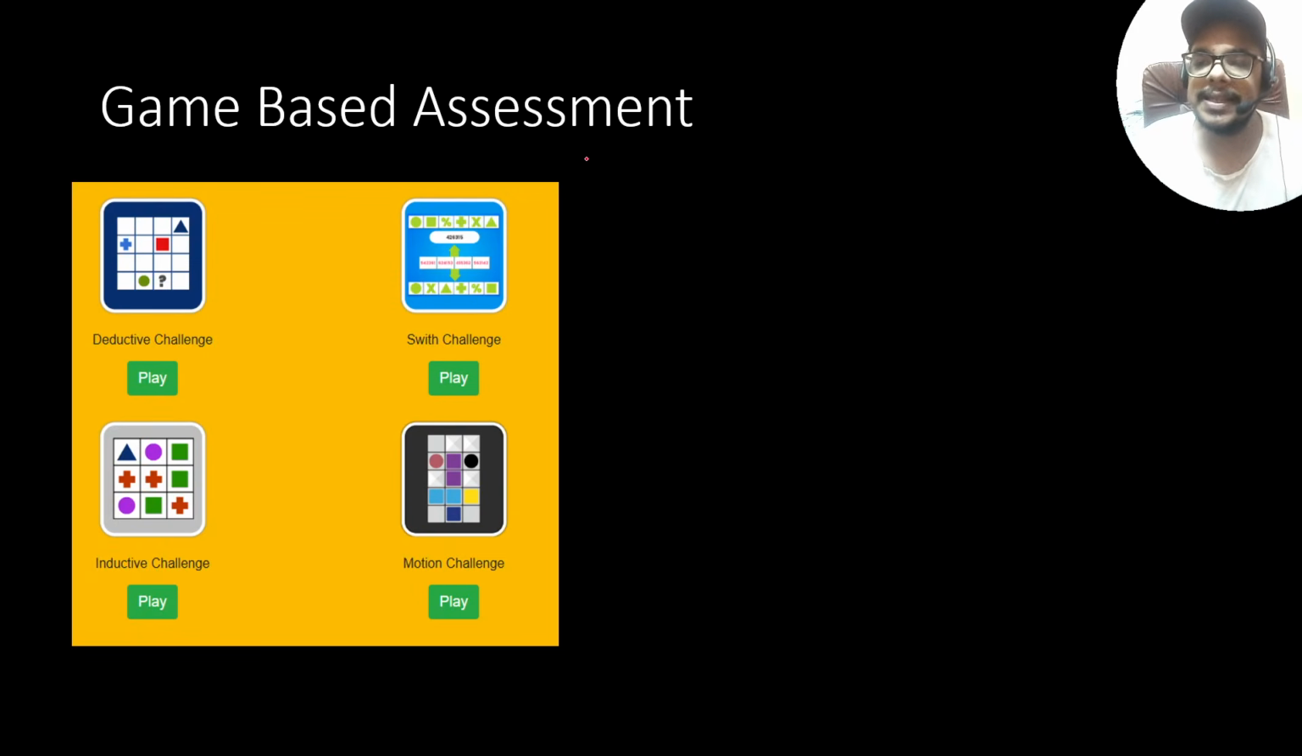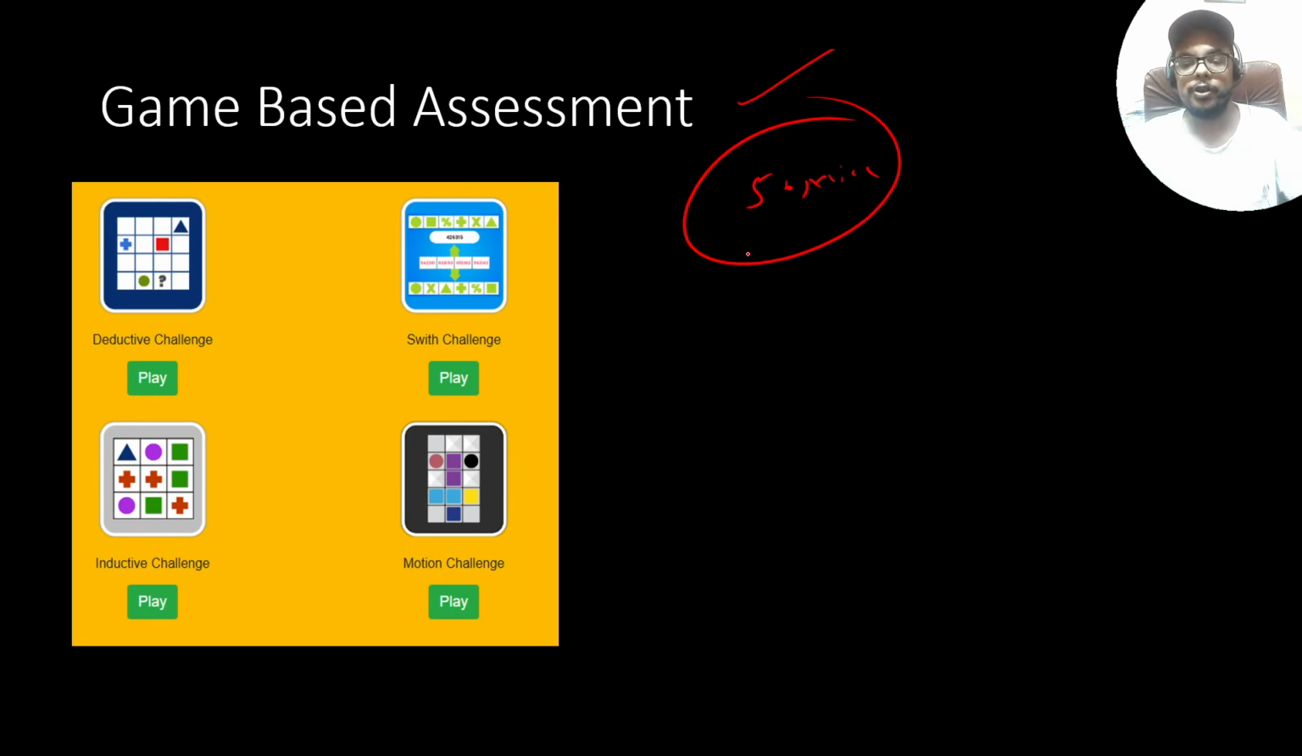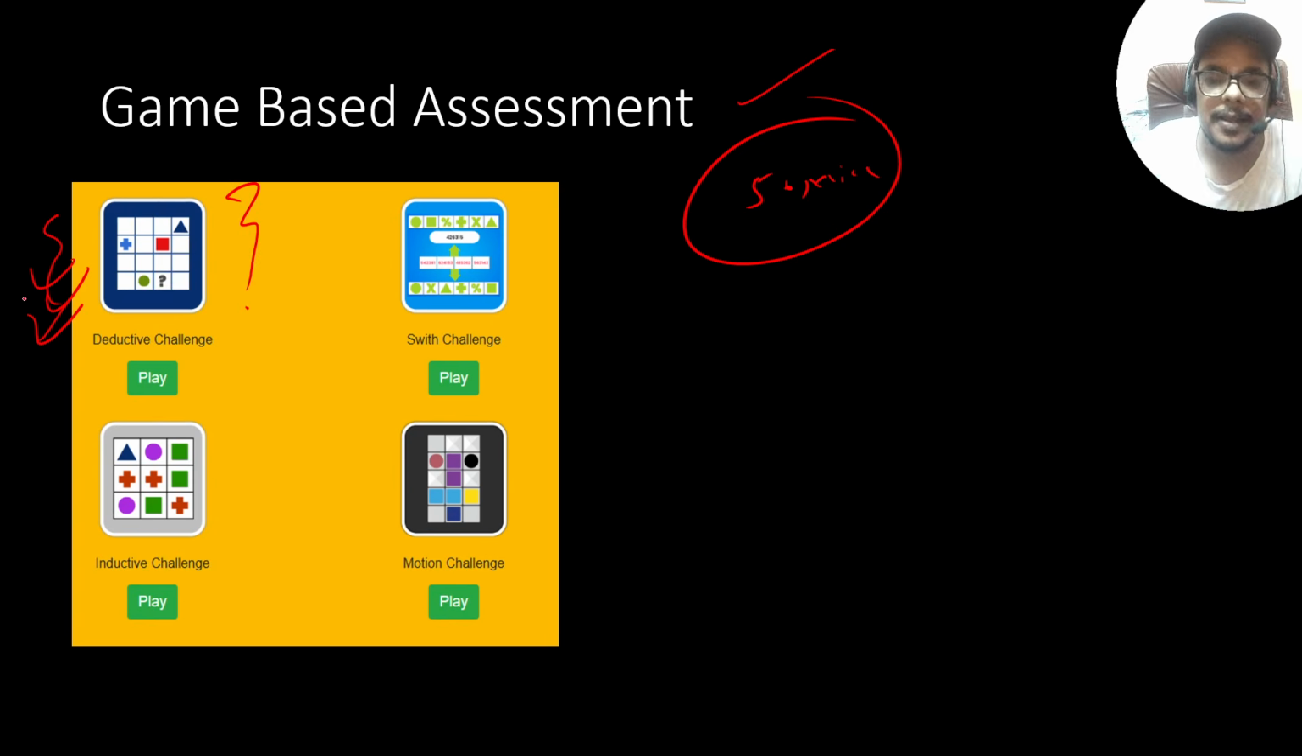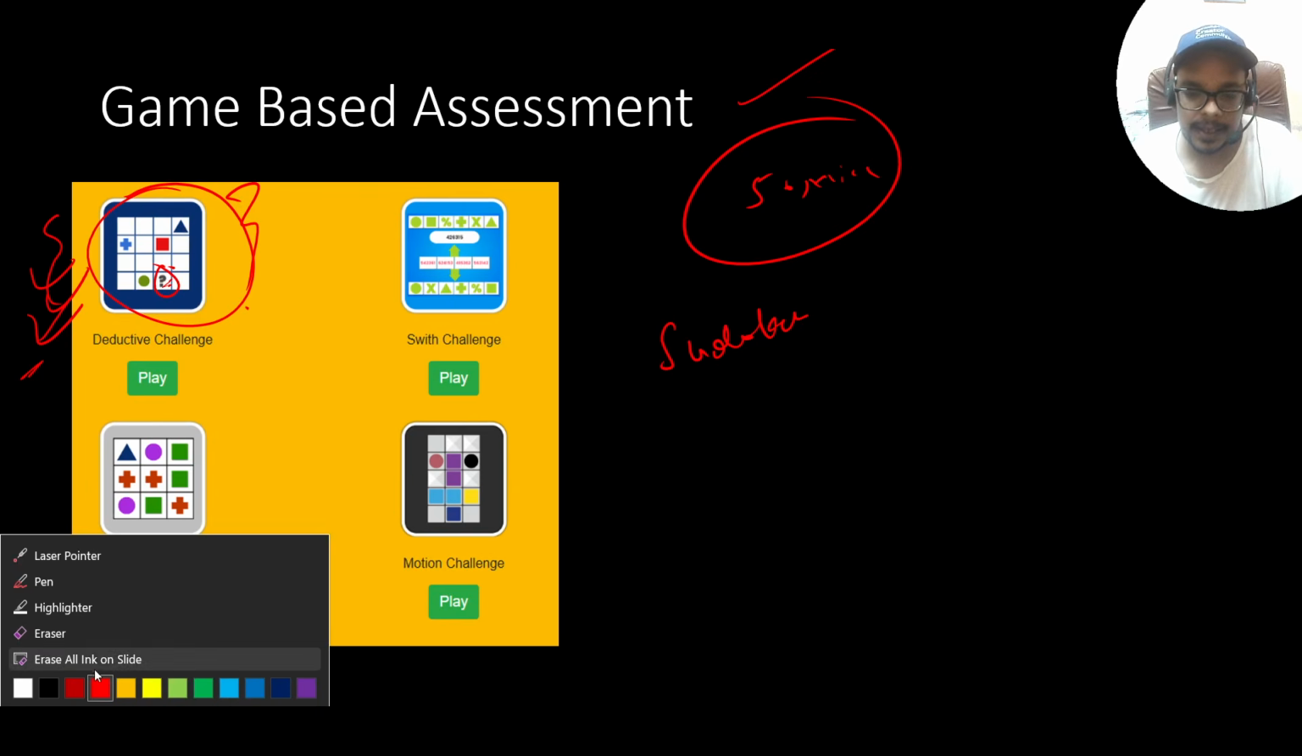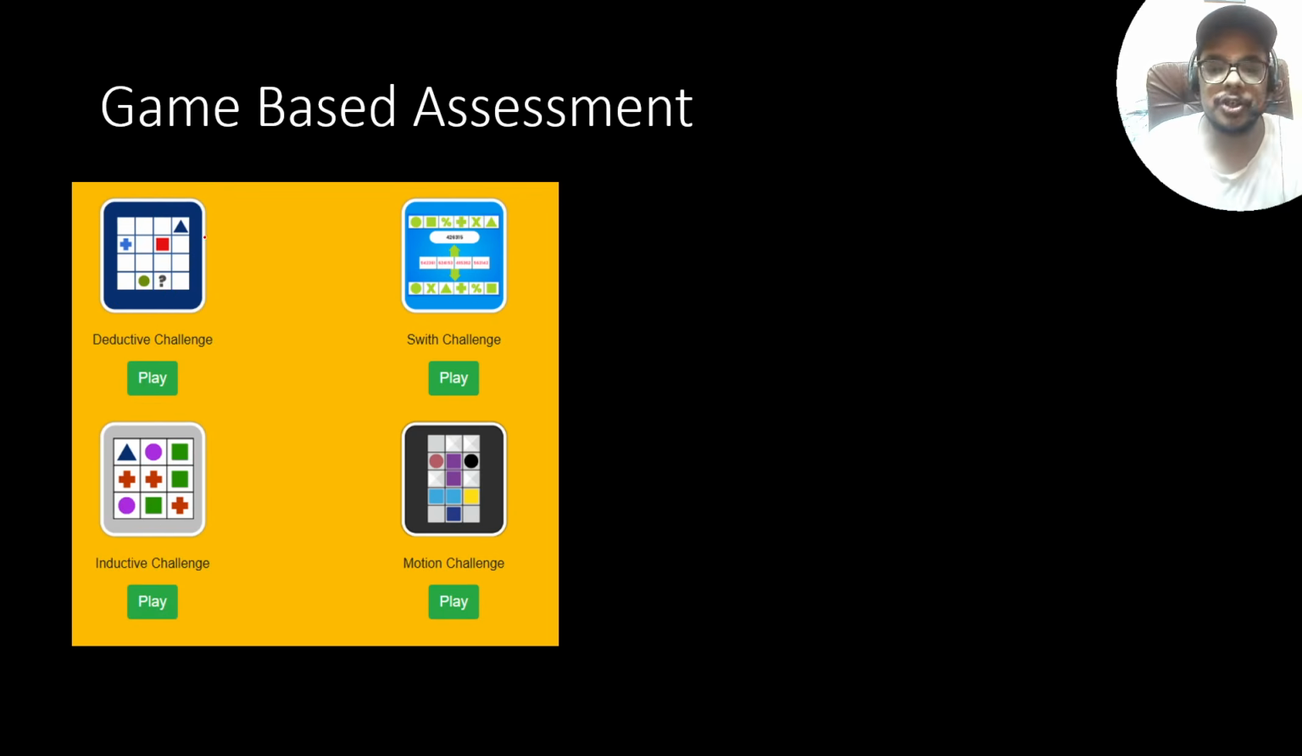Then there is the game based assessment, 50 minutes you will be getting. There will be a total of 4 games which you need to play. The first is the deductive challenge. I will be putting a one shot video on this game based challenge on YouTube for free, don't worry about it. In the deductive challenge you will have multiple games. Basically it's a Sudoku solver. In this you will be getting multiple symbols and a question mark. This question mark you need to fill based on the Sudoku.